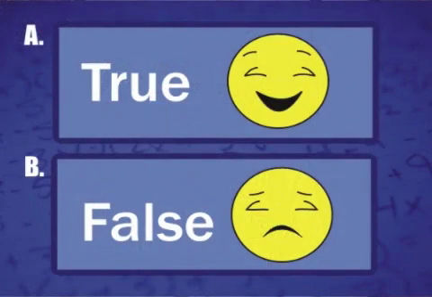A shadow is made by an object blocking the light, true or false. So you remember what we learned, that this is how a shadow is made, and you click on the true picture. Good luck!